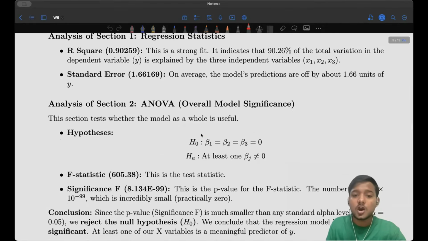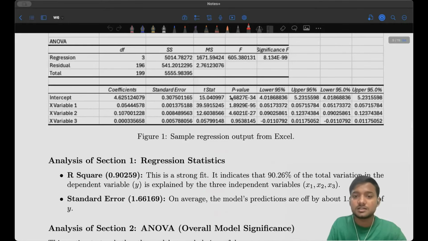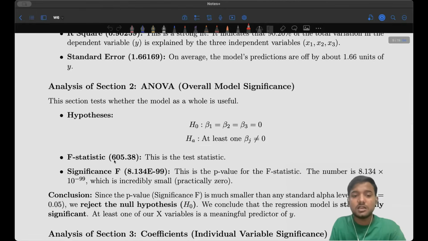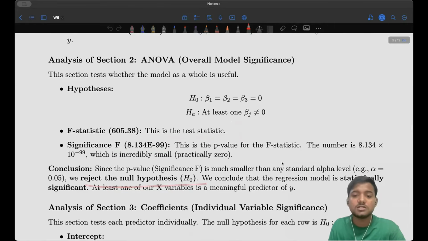Now the section 2 of ANOVA, right? What was the hypothesis? All the slope coefficients are 0. The alternate was at least one is not 0. This is my test statistic, 605.30.38, and this is my significance F. So how do I reject or fail to reject? You look at this. This is my p-value. By default, as I said, we will assume 0.05 as my alpha. Is my p less than alpha? Yes, very much. This is a very small value. That means we can safely reject the null hypothesis. Therefore, we conclude the regression model is statistically significant.